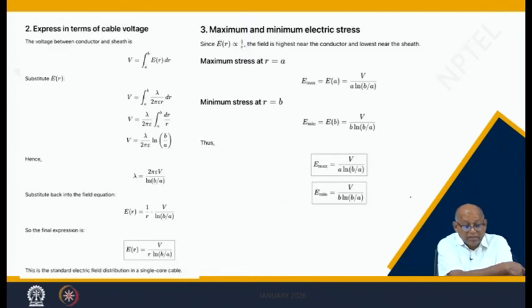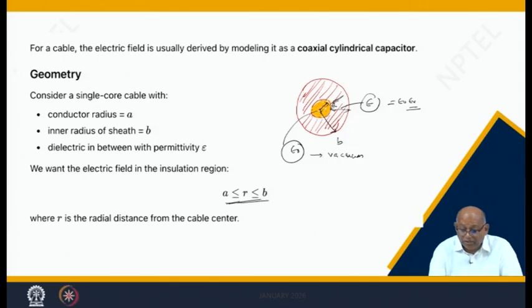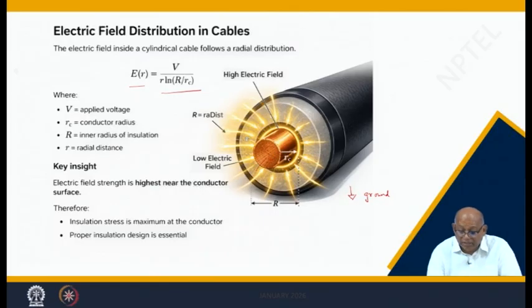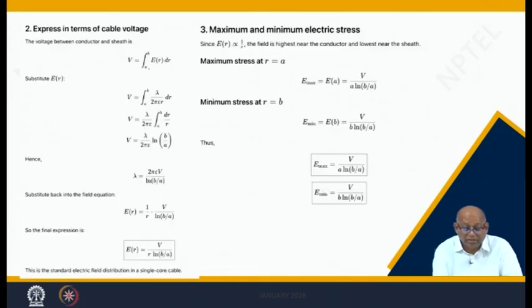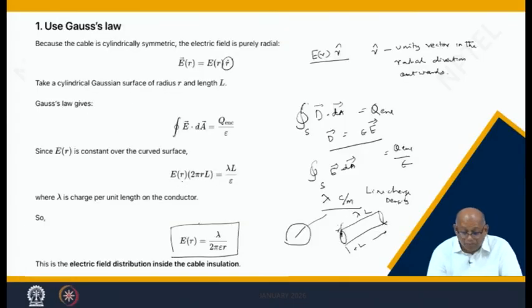So, what is the voltage? The voltage between A and B is the total voltage, because that is the voltage of this with respect to ground. You can see this voltage with respect to ground is V, the supply voltage. The voltage in the conductor is the same V everywhere. So, integrate from A to B, and this will give you the total voltage, that is E r into dr. If you integrate, you replace E r by lambda over twice pi epsilon r, and do all these things. So, this becomes the voltage, and lambda comes out in terms of the voltage. So, for the electric field you put this expression in place of lambda.